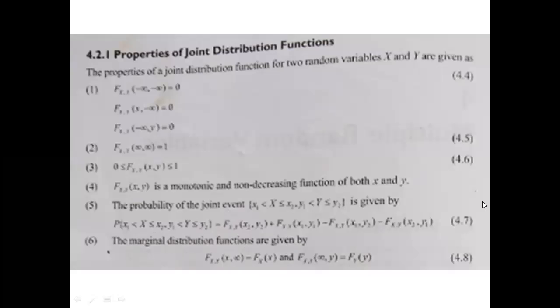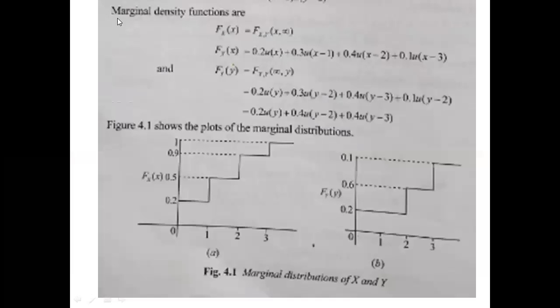Now by taking this formula we are calculating the marginal distribution function. Capital F_X of x equals F_XY of x, infinity. Here the variable y is taken as infinity, so there is no need to write u of y minus y_k here. So capital F_X of x equals 0.2 u of x.